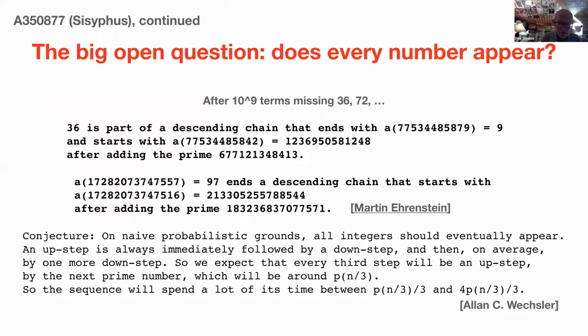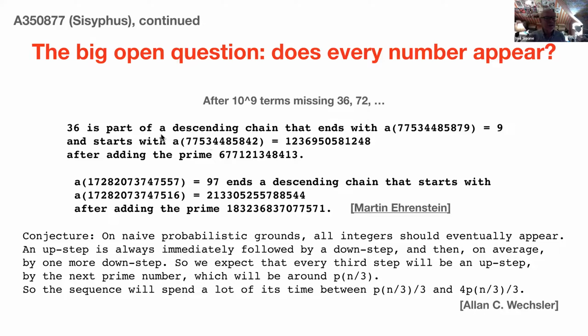here's what we know and what we don't know. The big question is, does every number appear? It seems very plausible that it does, but some numbers take a long time to appear. So after 10 to the 9th terms, 36 was missing. And so was 72. Of course, if 72 had been there, 36 would have followed it right away. So that's not a surprise, but 36 was missing.